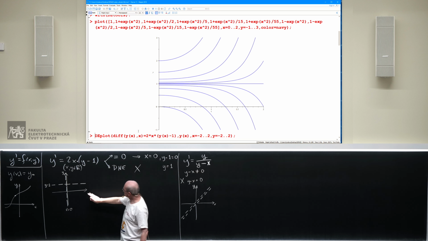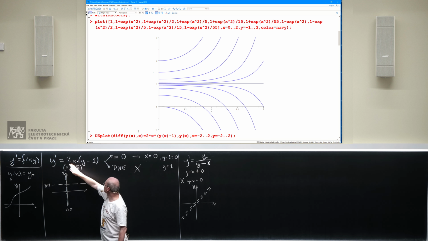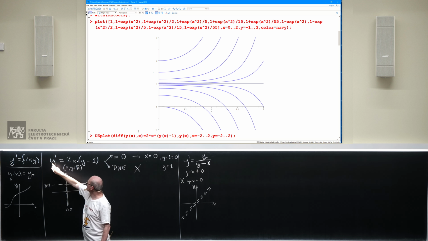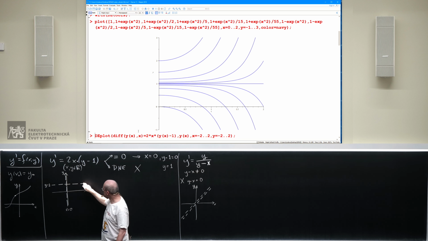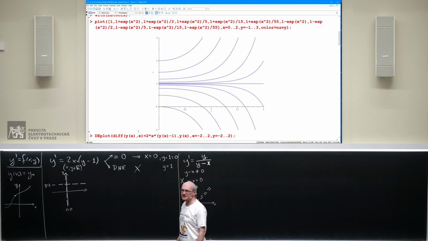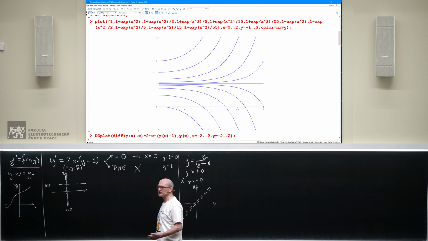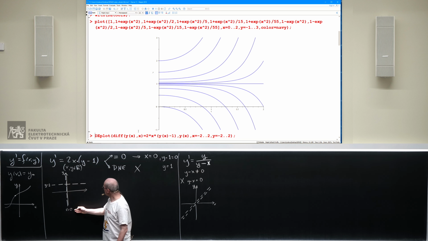So in all those places, the two-dimensional function has the same sign, and therefore also the derivative of the solutions that pass through here also have the same sign. Now, key question, what sign is it? Well, there is a very simple trick. All through this place, the sign of the right-hand side is the same, so I just pick some point and substitute. For instance, this one.